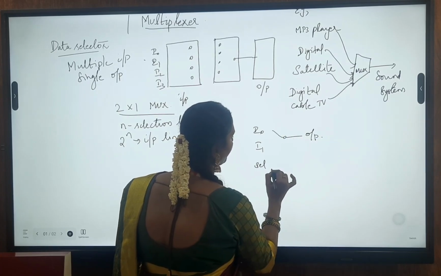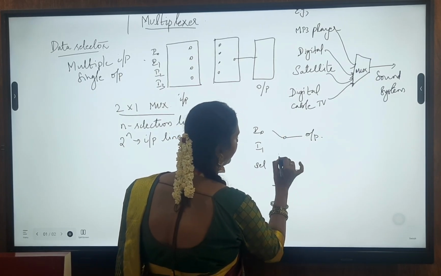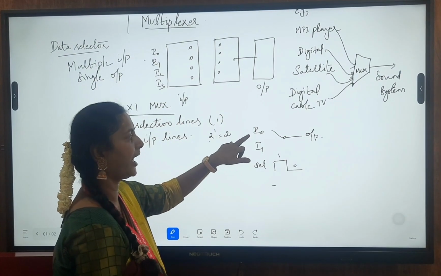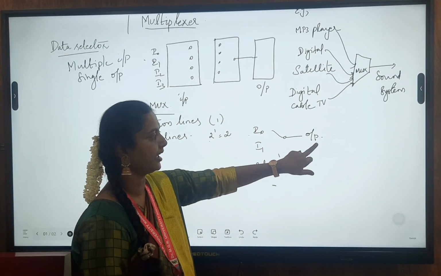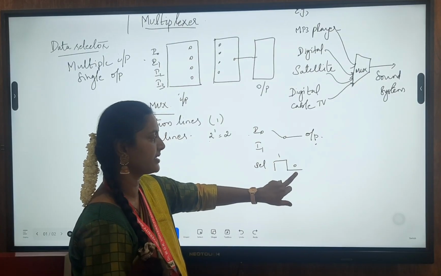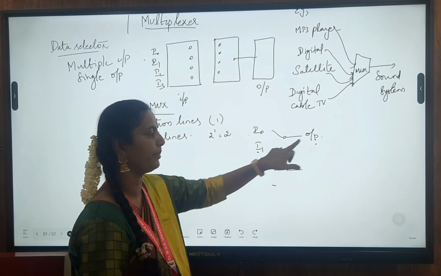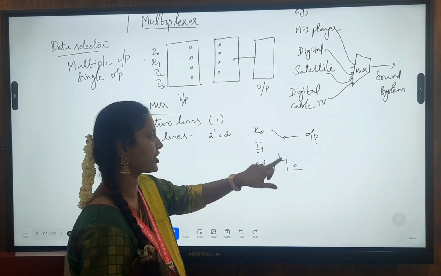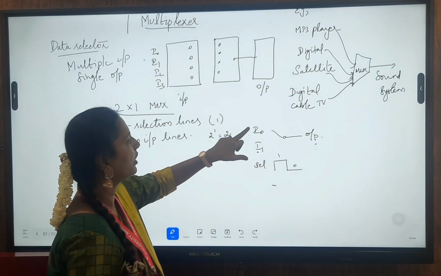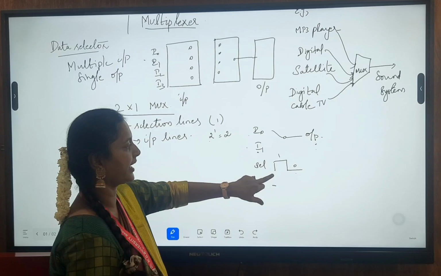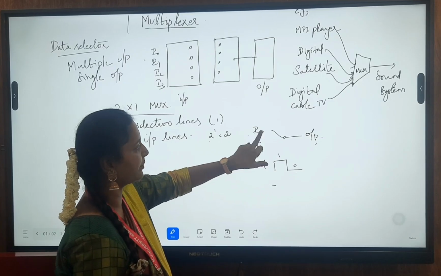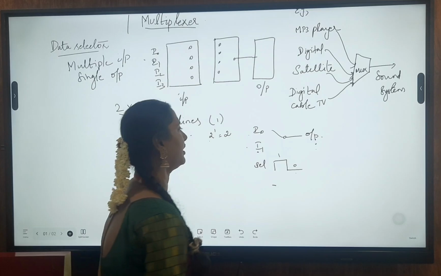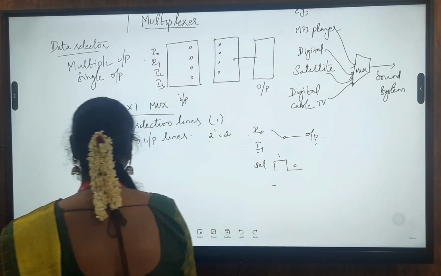Suppose my selection is high, that is 1. Let us assume that I0 will be reflected in the output. If my selection is 0, then I1 will be reflected in the output. So 2x1 means 2 inputs and 1 selection line. If the selection line is high, I0 is reflected in the output, and if it is low, I1 is reflected in the output side.